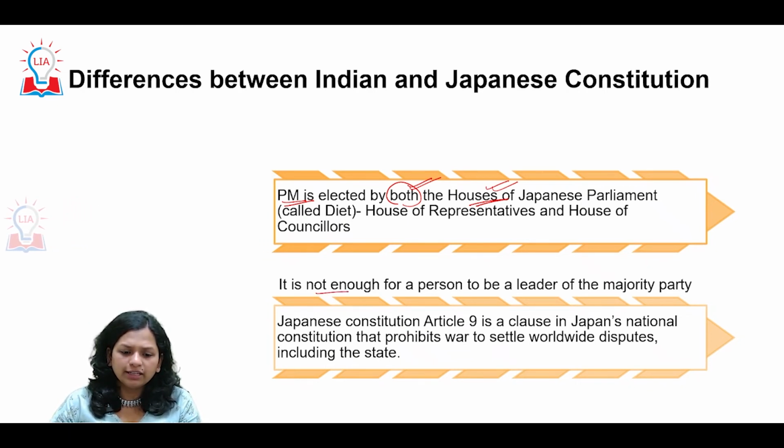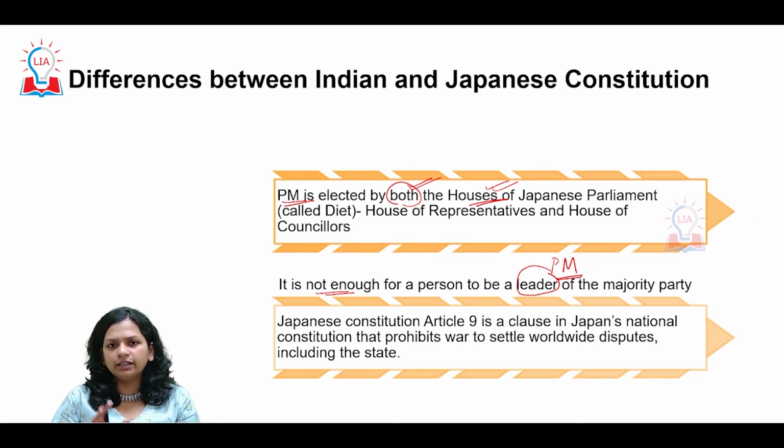Moreover, it is not enough for a person to be a leader of the majority party to become the prime minister of the country, whereas for India, that is the case. As a prime minister, one needs to enjoy the confidence of the lower house of the parliament and have his government enjoying the confidence of the lower house. So in that sense, yes, it is again a major difference in the way in which the prime minister's position is there in Japan. The Japanese constitution particularly is very important and controversial.